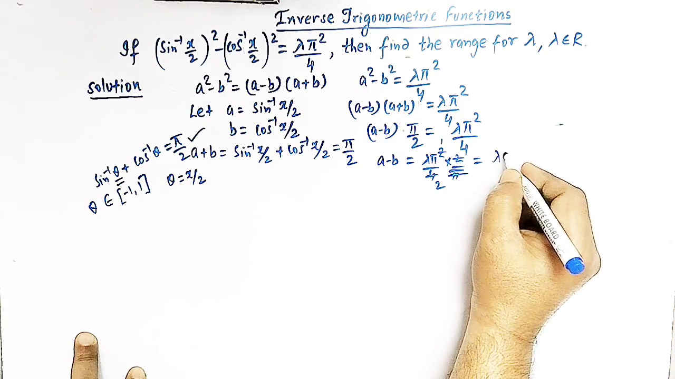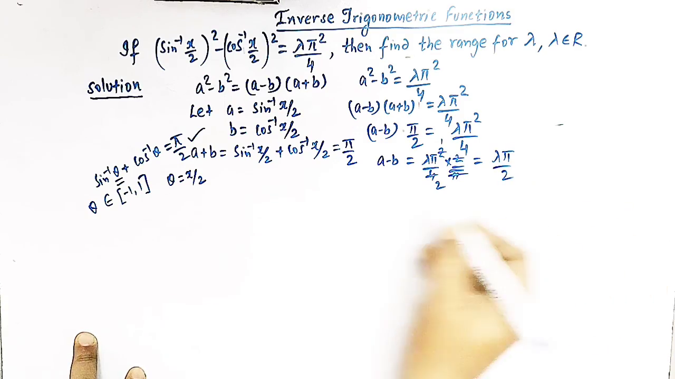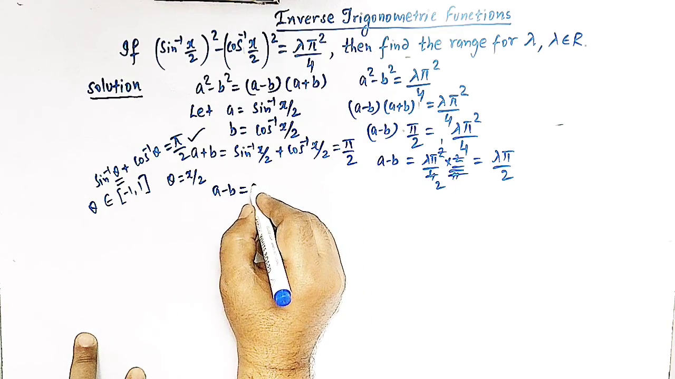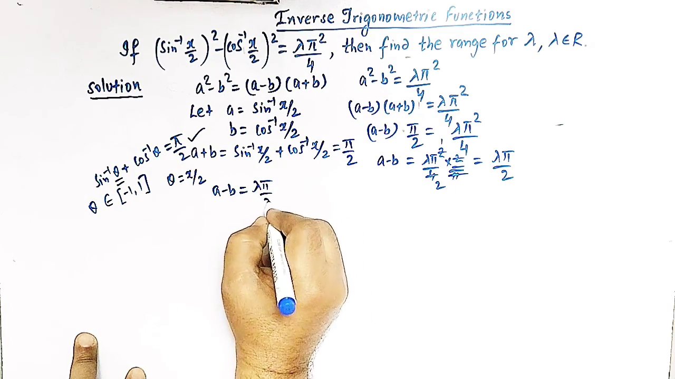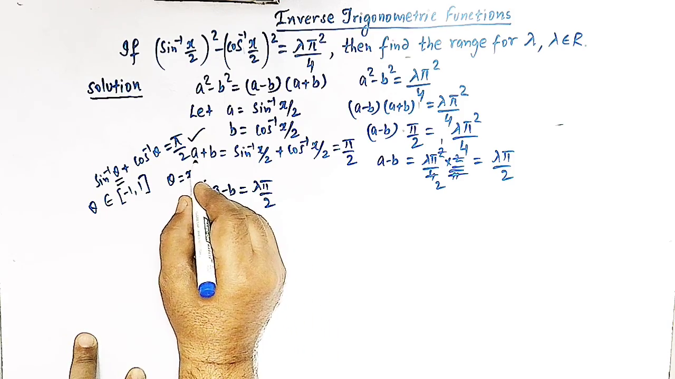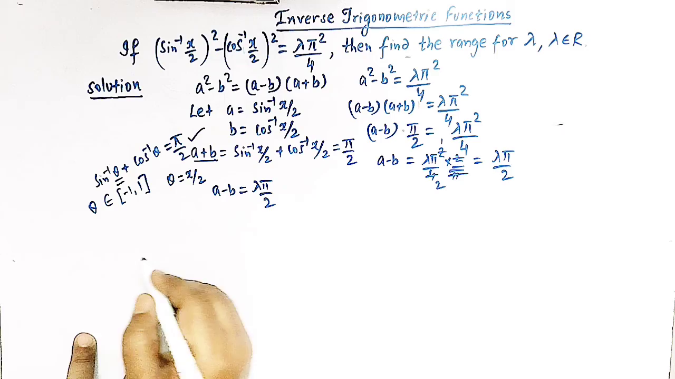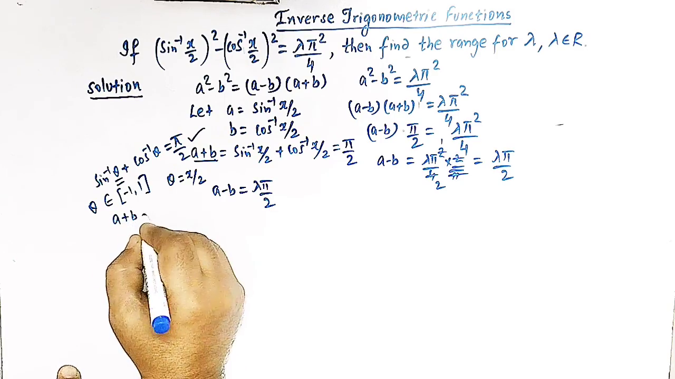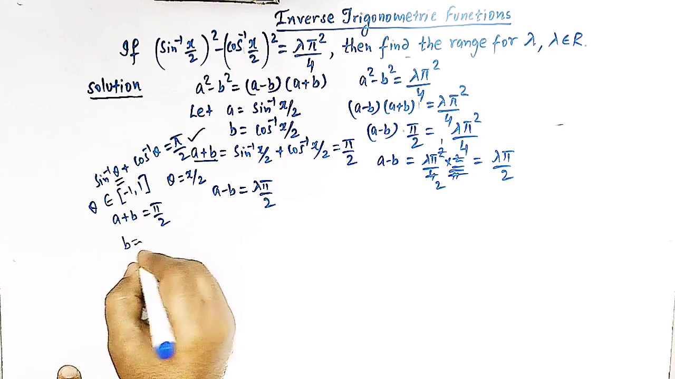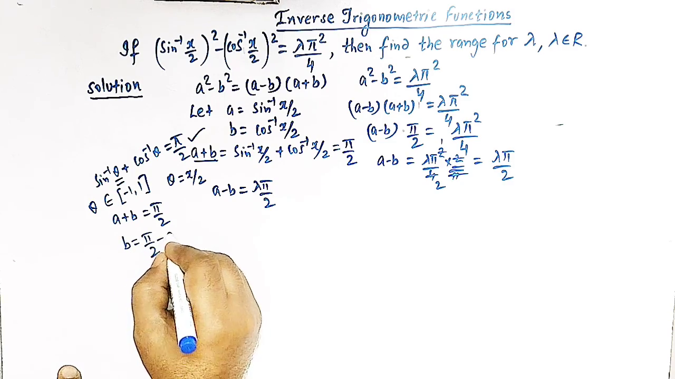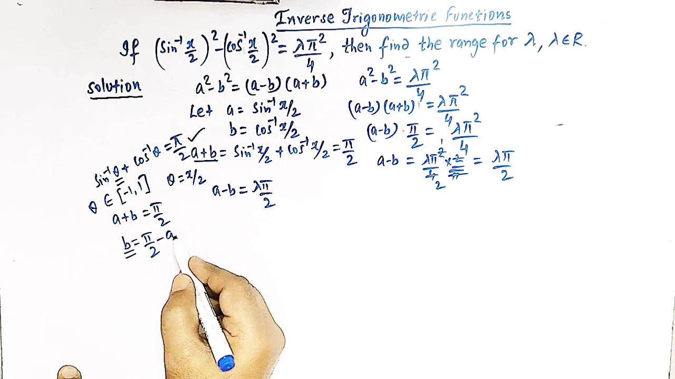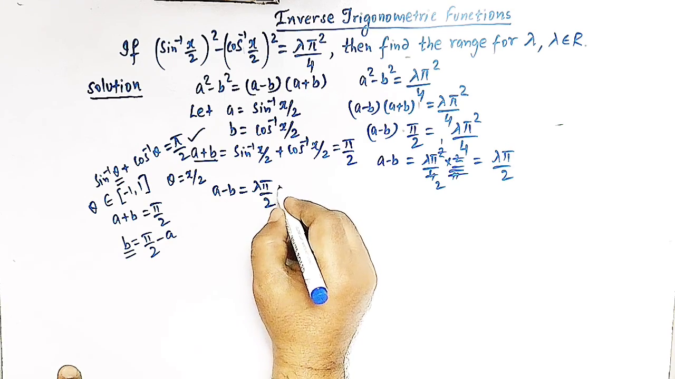So we are left with lambda pi over 2. So now we have a minus b is equal to lambda pi over 2, right? Now from here we have a plus b is equal to pi over 2. So now let us write b is equal to pi by 2 minus a, and let us substitute this value of b in terms of a in this equation.